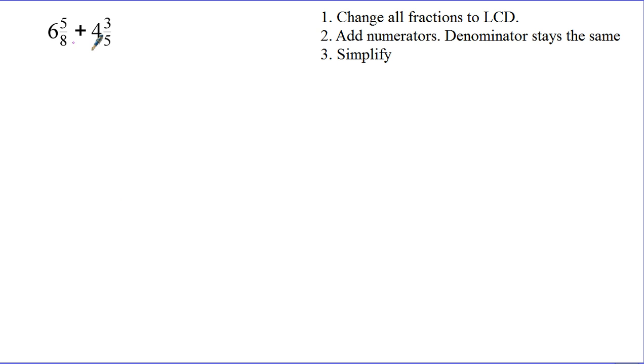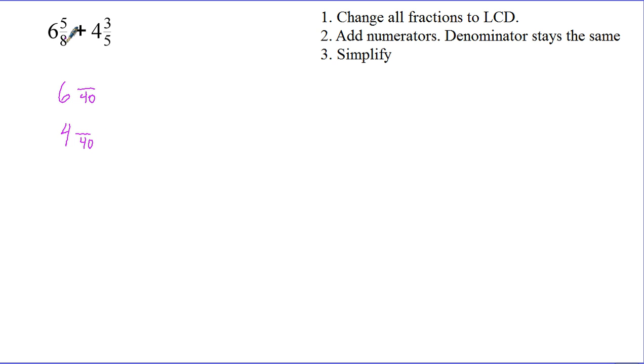These two numbers are relatively prime, meaning there's nothing that goes into both of them. Whenever that happens, the product of those two is the common denominator. However, just being good at third grade arithmetic, you should recognize the smallest number that 8 and 5 both go into is 40 itself, 8 times 5. So I'm going to change both of these to fractions of 40.